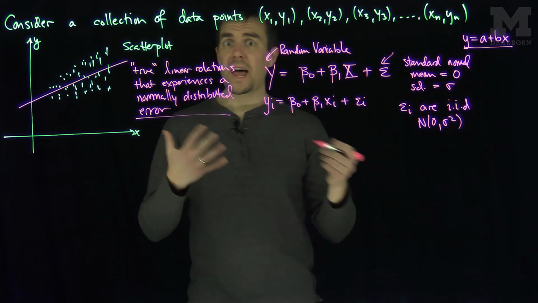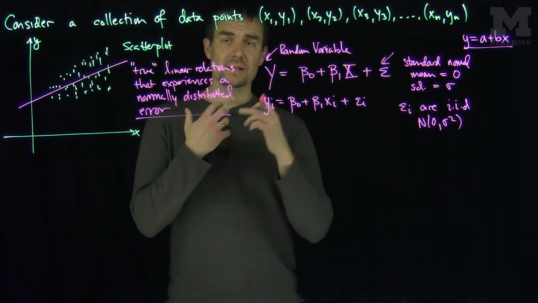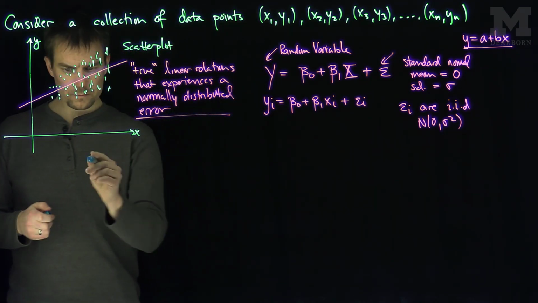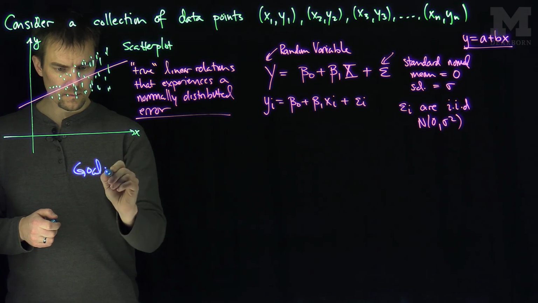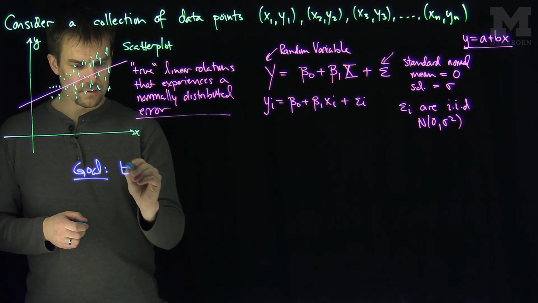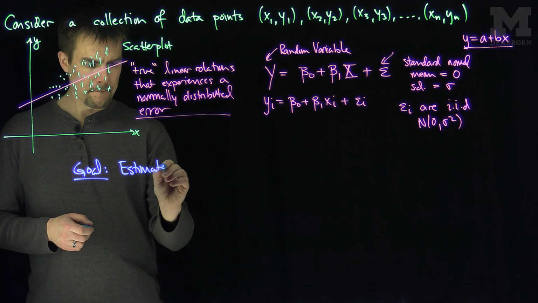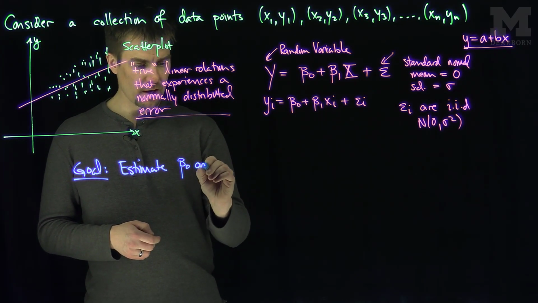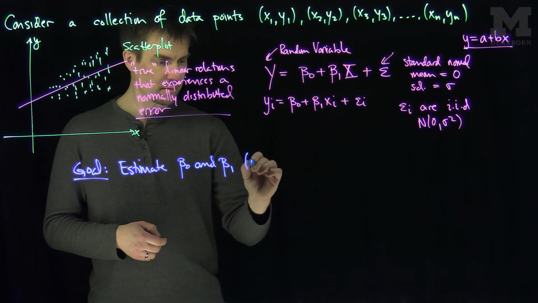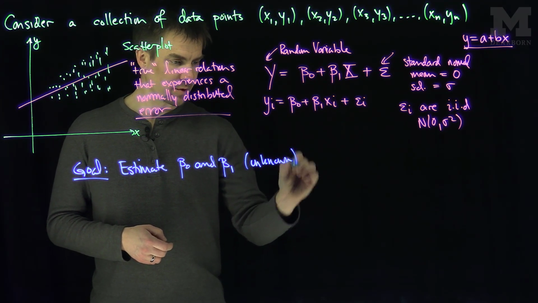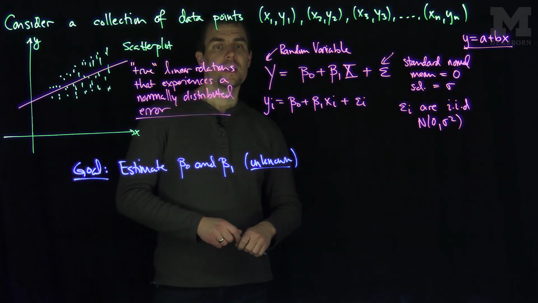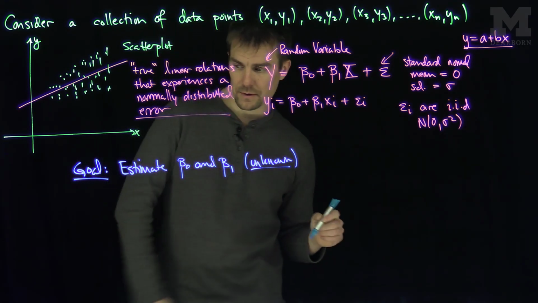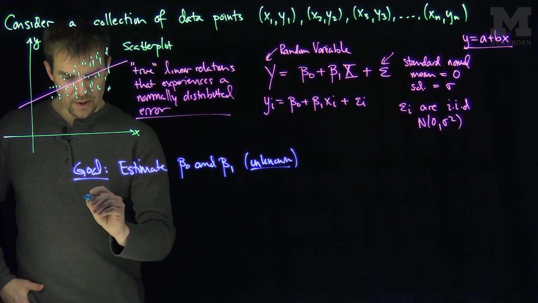What we seek to do is estimate. So the goal of linear regression is to estimate these parameters beta 0 and beta 1, which are not known to us. These are unknown parameters in our problem. So I need to estimate them. And the approach we'll take is to use the sum of squares difference. So we're going to look at the error sum of squares.